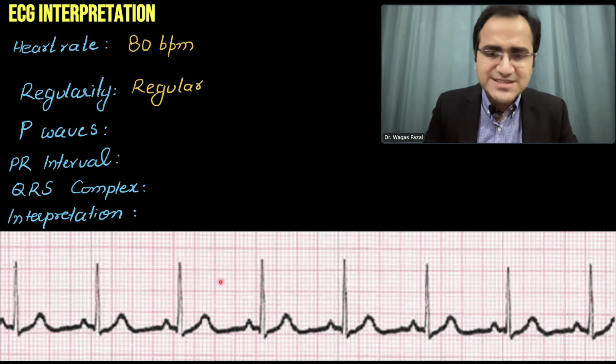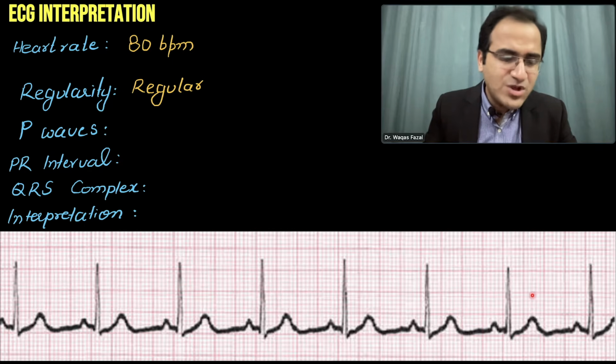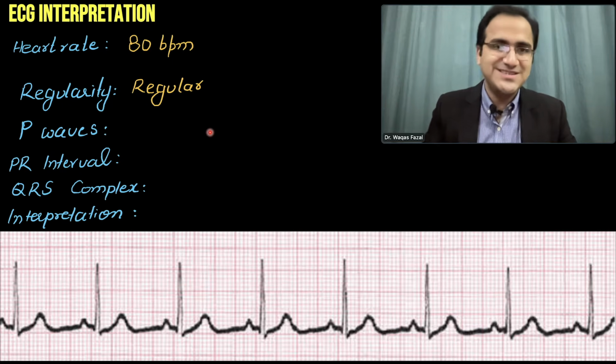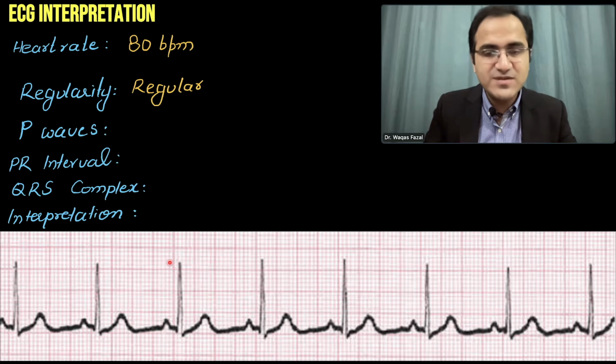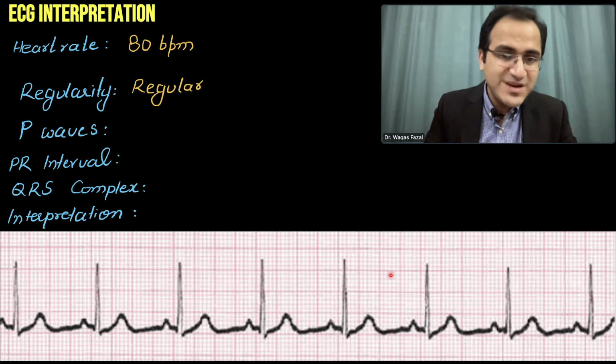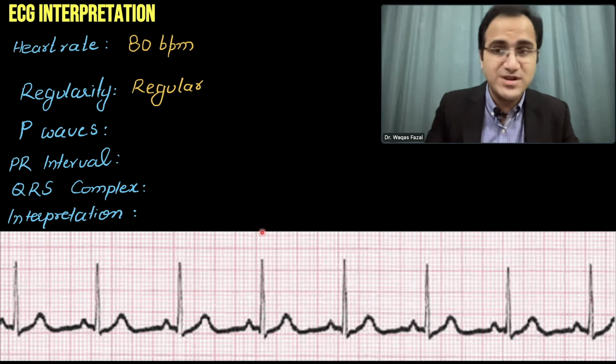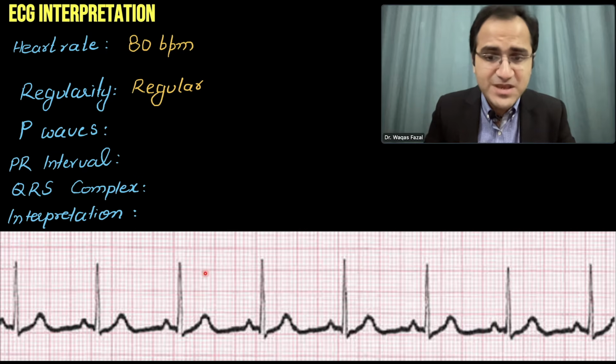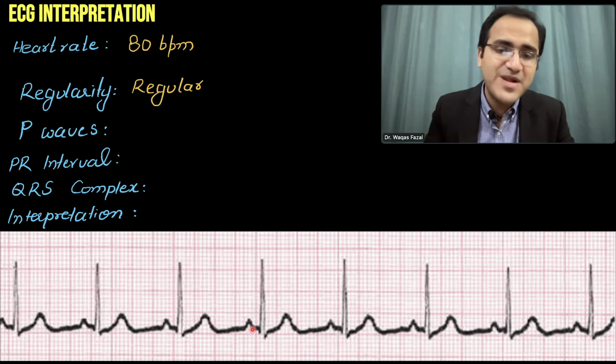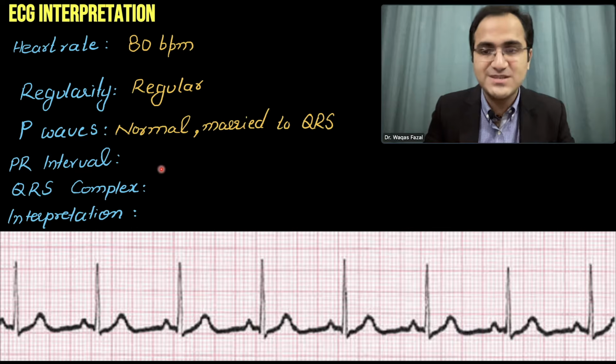Now, if you look at the distance between each QRS complex, the distance between each QRS complex is equal. So it is a regular ECG. The regularity is regular. If the distance between QRS complexes is unequal or different, that is an irregular ECG. Now coming to the P wave, the P wave is round, upright and married to QRS complexes. Each P wave is followed by a QRS complex, so it is normal, married to QRS complex.